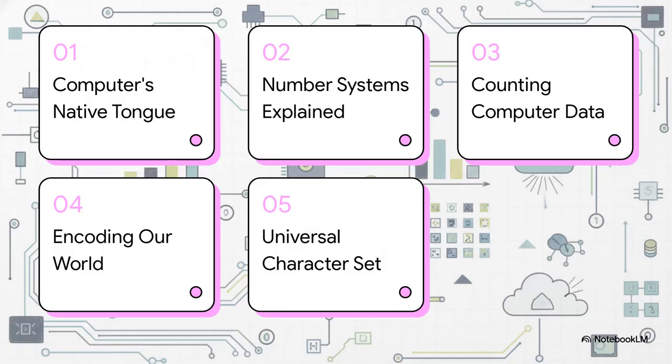So, here's what we've got on tap. We're basically going to go on this journey, starting with the absolute smallest spark of data and building all the way up to the global network that connects all of us. First, we'll get into the computer's native language. Then we'll explore how it actually counts. And we'll even solve a really common tech mystery. And finally, we'll see how the whole thing comes together to let us talk to anyone, anywhere in the world.